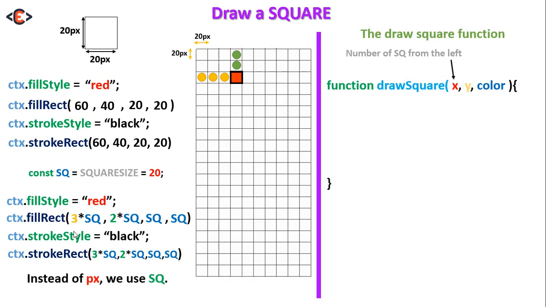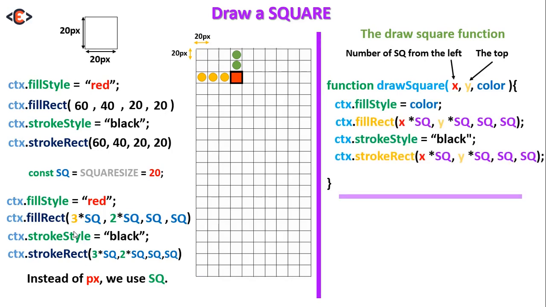X is the number of squares from the left, Y is the number of squares from the top. And then here is our code for the draw square. I have here a small exercise. Let's say we have this square here. What should be the draw square arguments?